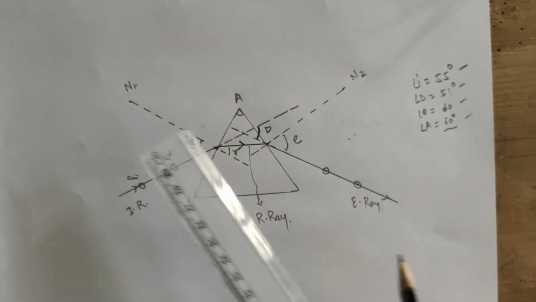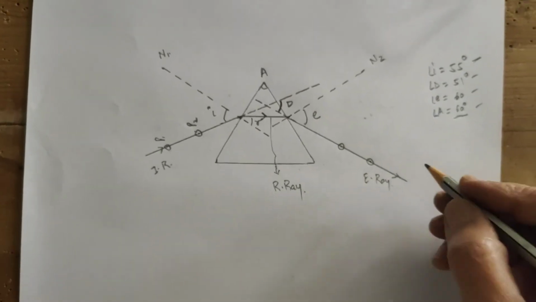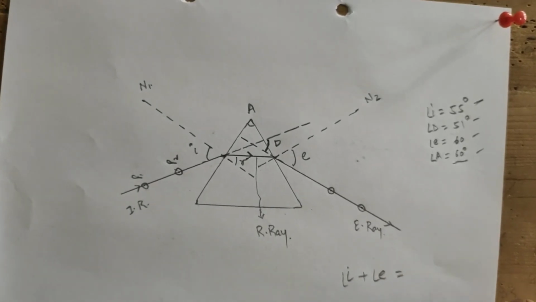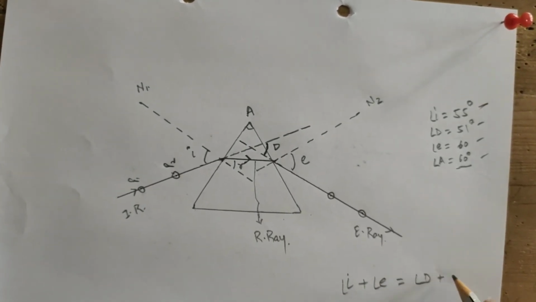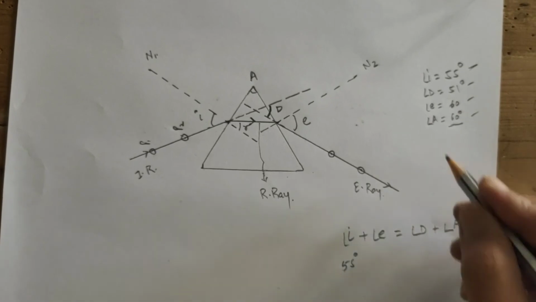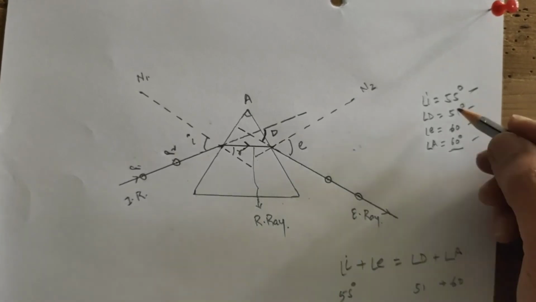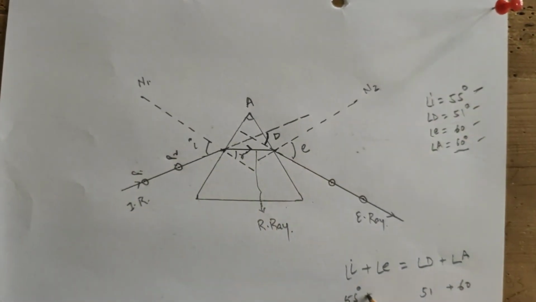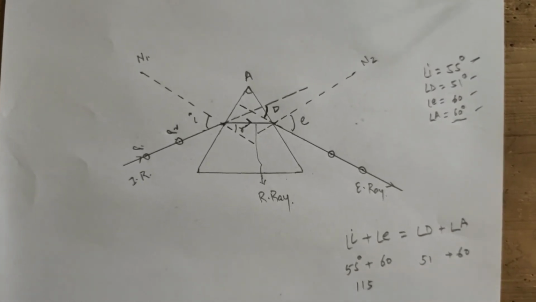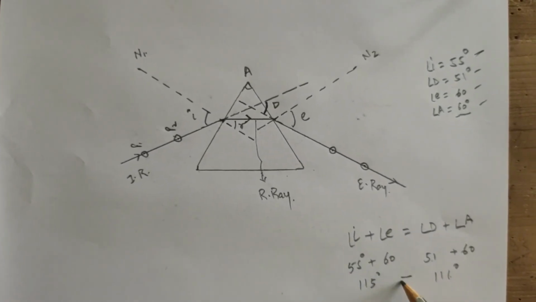Now I am going to show the relation. What was the relation told to you? It was angle I plus E is equal to angle D plus A. Angle I is 55. Angle D is 51, angle A is 60, and angle E is 60. It is 115 and this is 111. So they are nearly same.